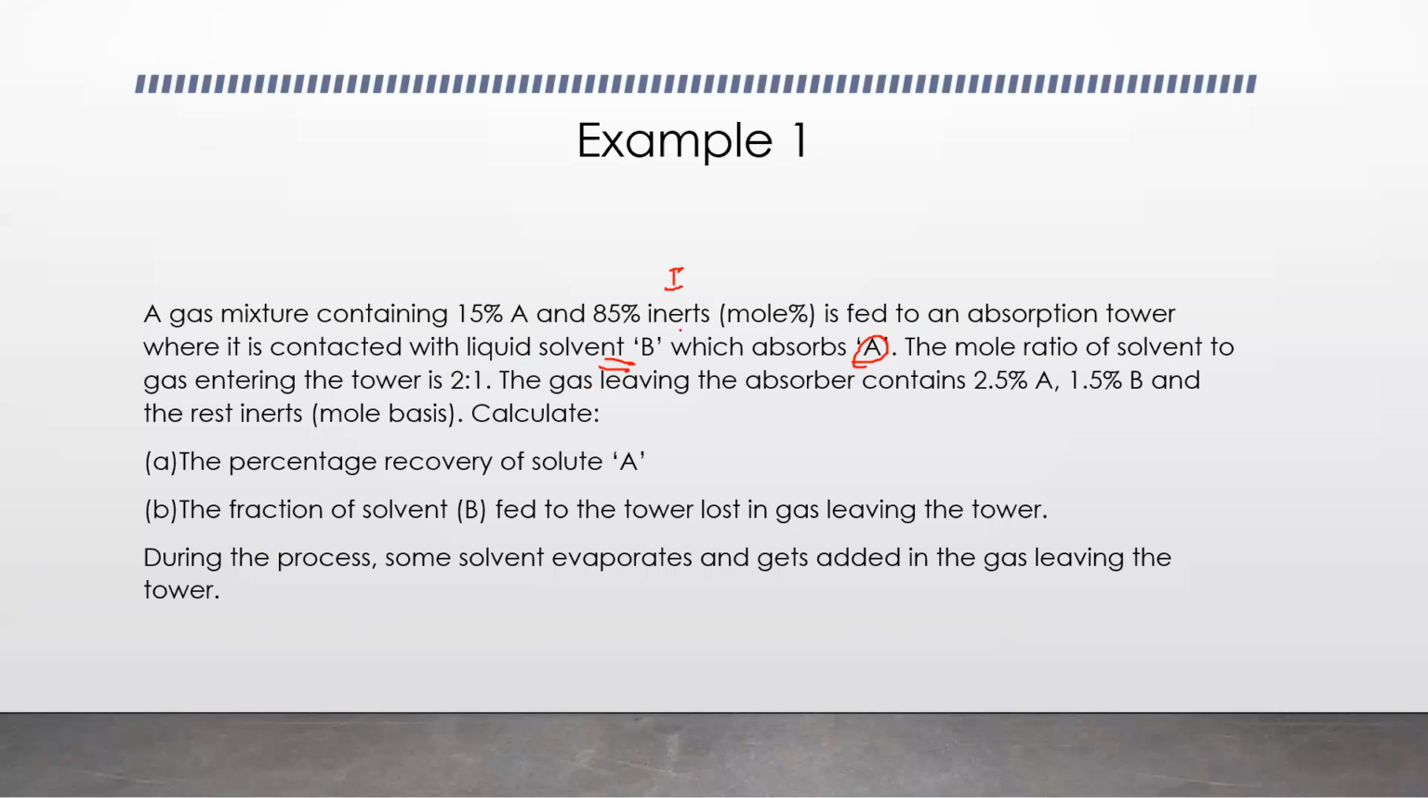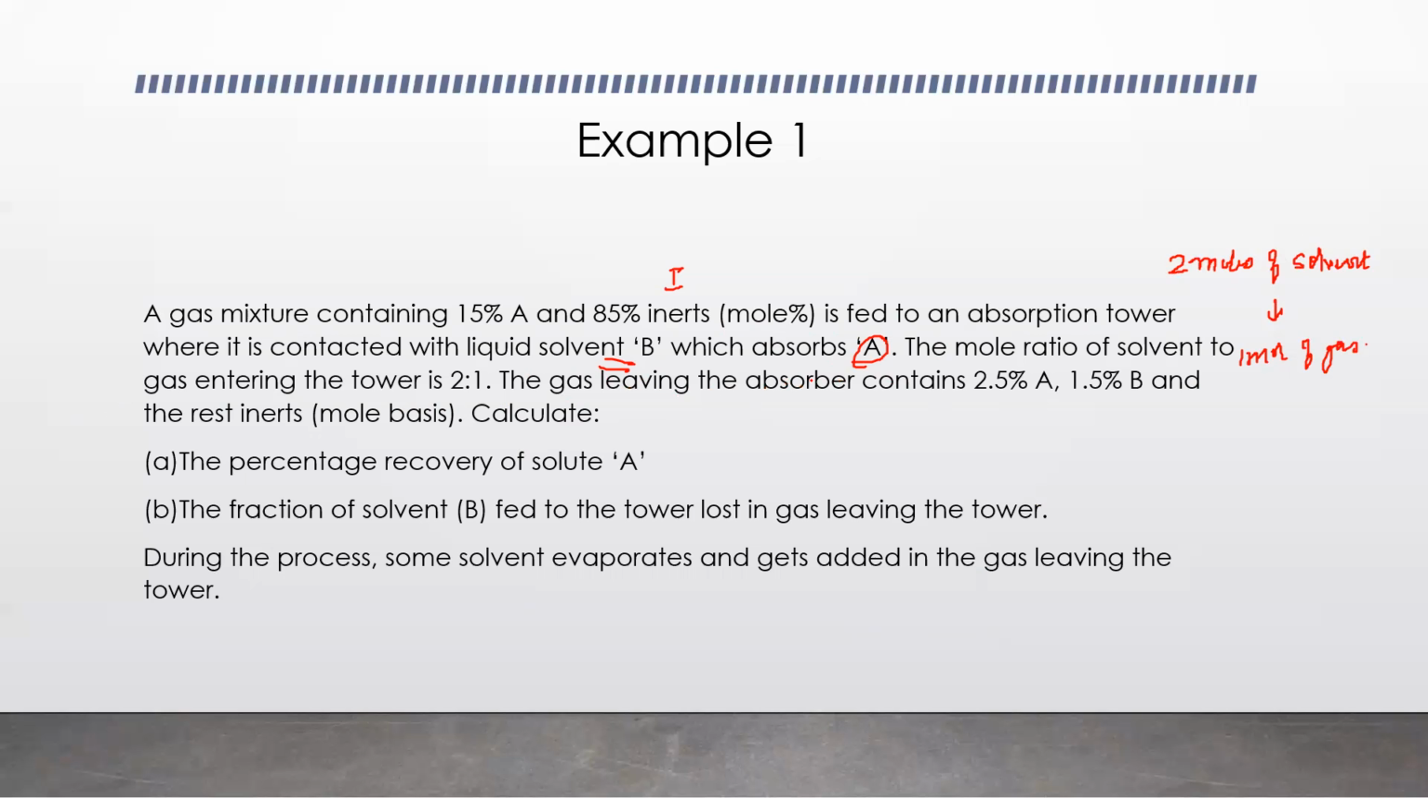So it has affinity towards A. The mole ratio of solvent to gas entering is 2:1. That means 2 moles of solvent for every 1 mole of gas entering, right? For every 1 mole of gas entering, 2 moles of solvent enter.